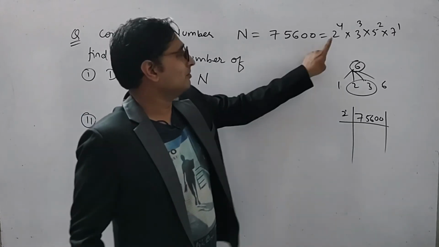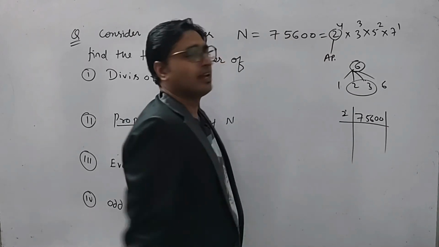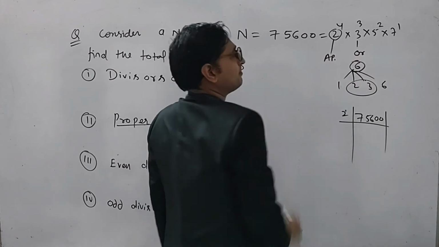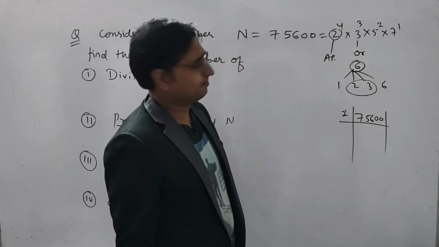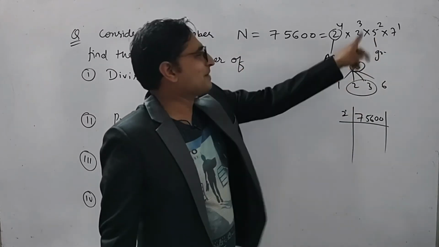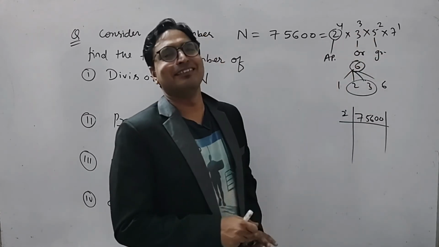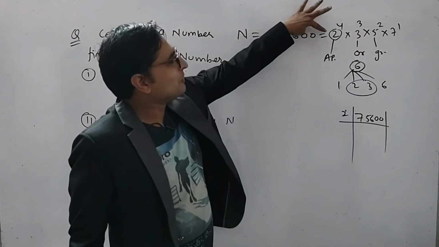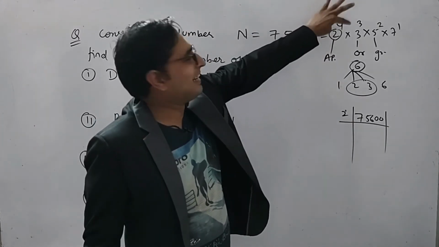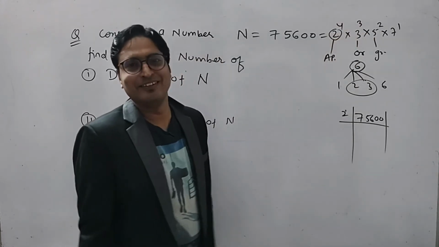So you can compare 2 with apple. Suppose this 2 is apple, and 4 apples are there. Compare 3 with orange: 3 oranges are there. 5 with grapes: 2 grapes are there. And 7 with watermelon: 1 watermelon is there. All 4 apples are alike, all 3 oranges are alike, all 2 grapes are alike, and there is this 1 watermelon.